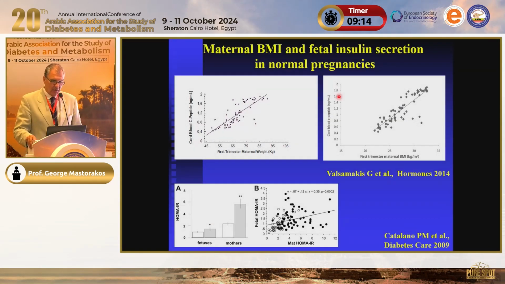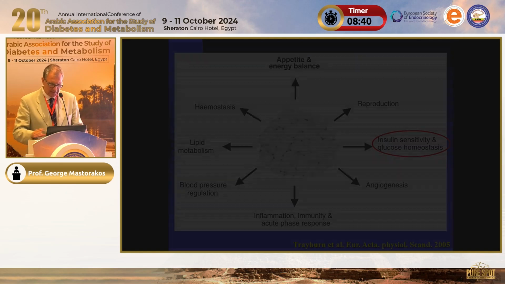And even maternal BMI before pregnancy has been correlated by my colleagues with fetal insulin secretion, and cord blood C-peptide has been highly associated with it, showing that an overweight woman, an obese woman, is going to produce a baby which is going to be hyperinsulinemic, and this is very important. This has also been verified in the past by other famous authors such as Pat Catalano.